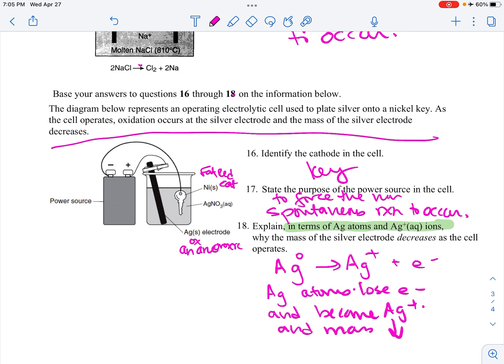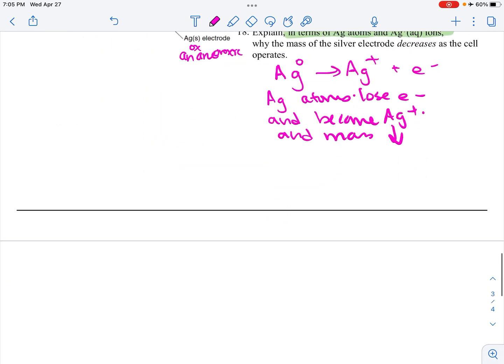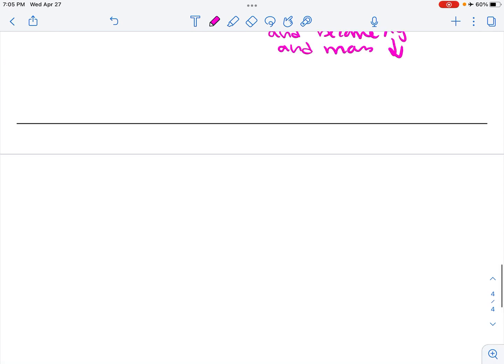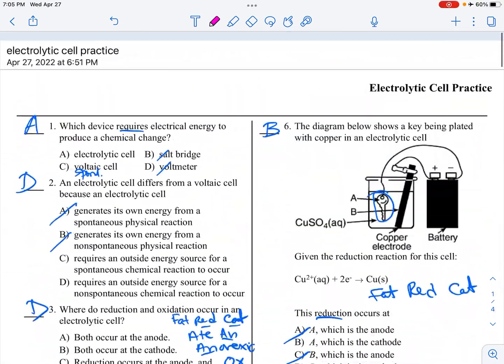So my answer talked about atoms, ions, and why it decreased. Let me read what it says. Silver atoms lose electrons, become silver ions. Some of the atoms become silver ions. Silver atoms are oxidized. All right, so that's all we got for this. And if you've got questions, let me know. Thanks.